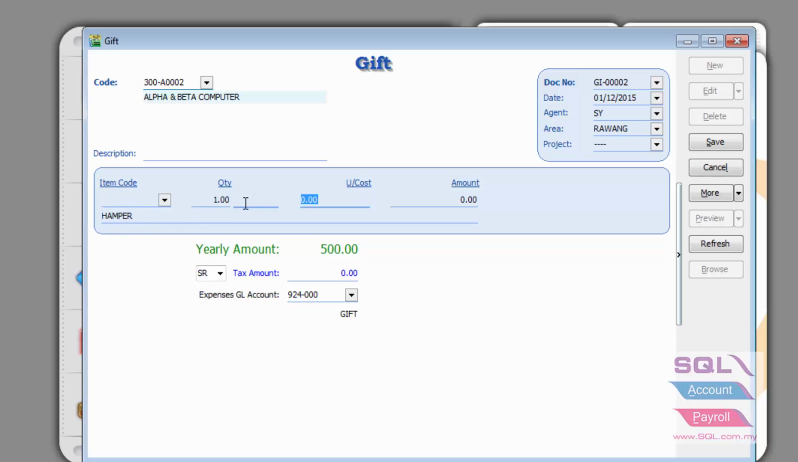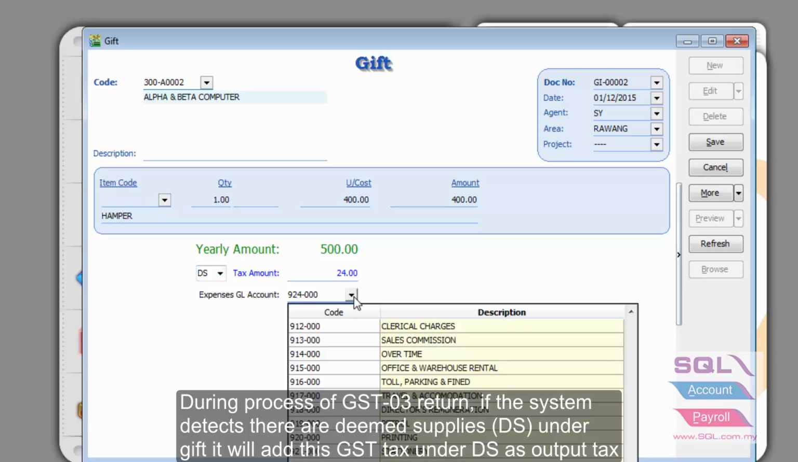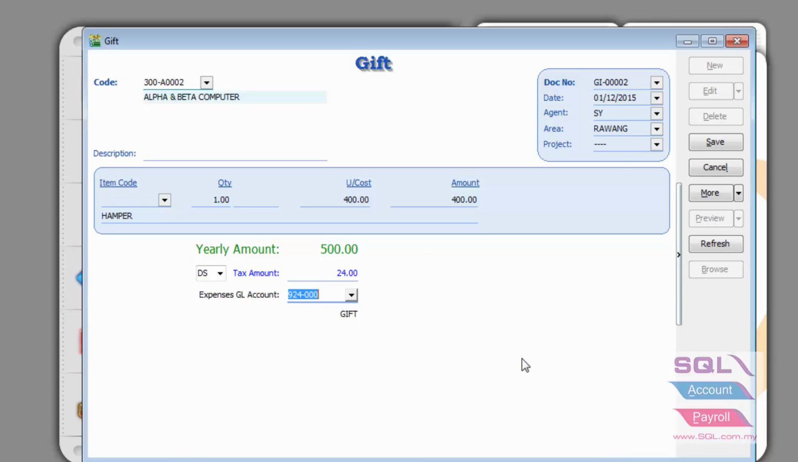If I key in 400 ringgit, and it's within the same financial year, then the system will automatically calculate 24 ringgit. It's under deemed supplies, and you can post it to an expenses account that you would prefer. Once you have done that, the system will calculate this amount of 24 ringgit into the GST return for that taxable period.